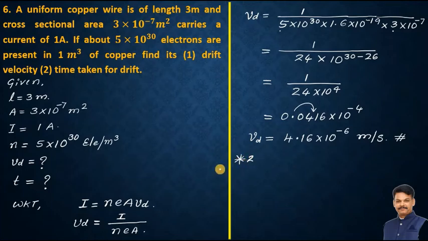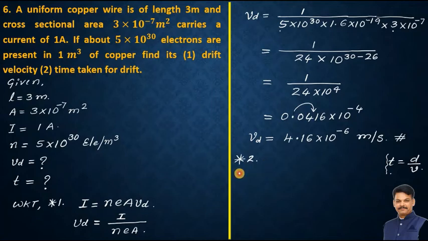The next thing to be calculated is the time taken for the drift. The first factor has already been calculated, and now the second factor, the time taken. Time taken can be identified with the help of one well-known formula: time is equal to distance traveled divided by velocity. It is a well-known formula studied under mechanics, so the same formula can be used here.